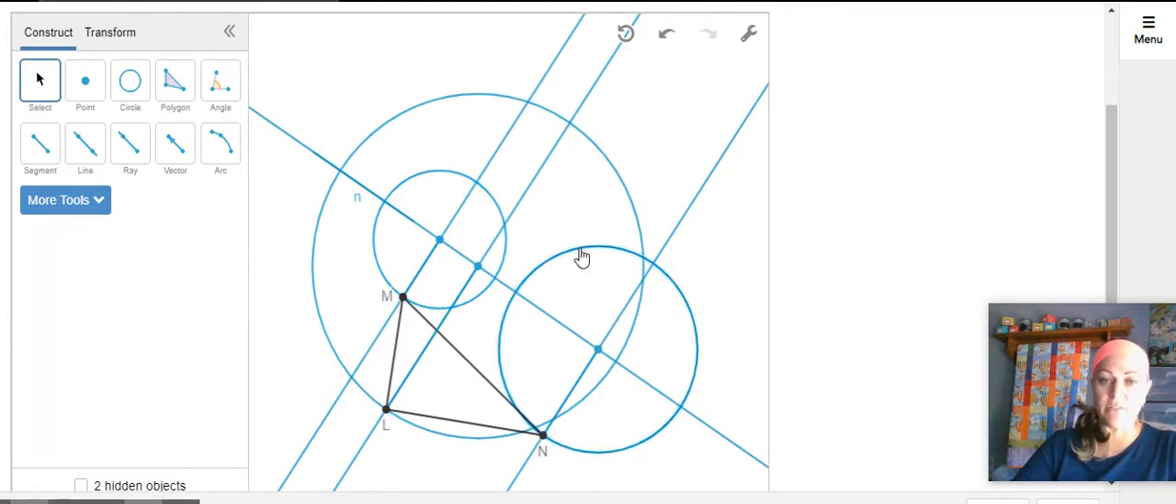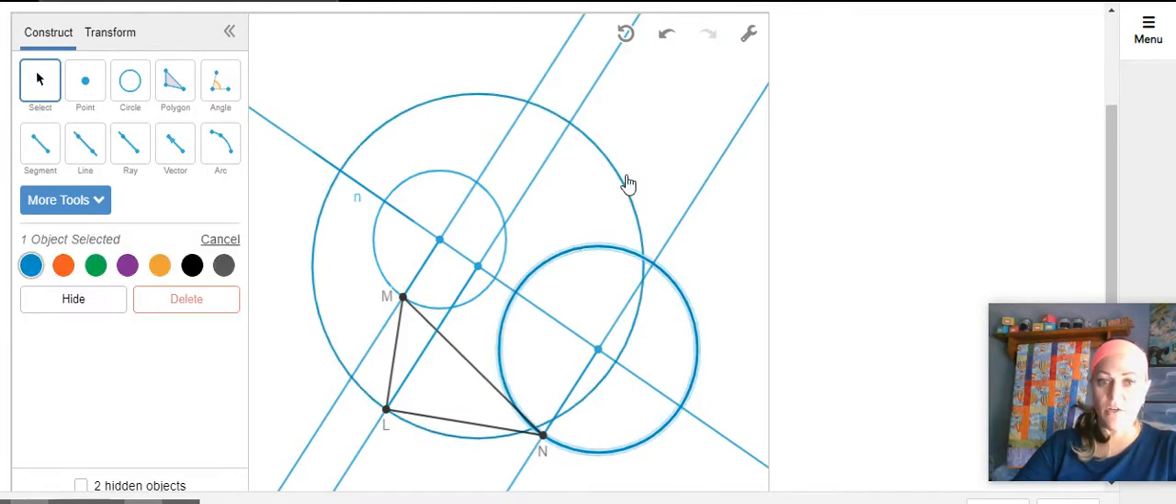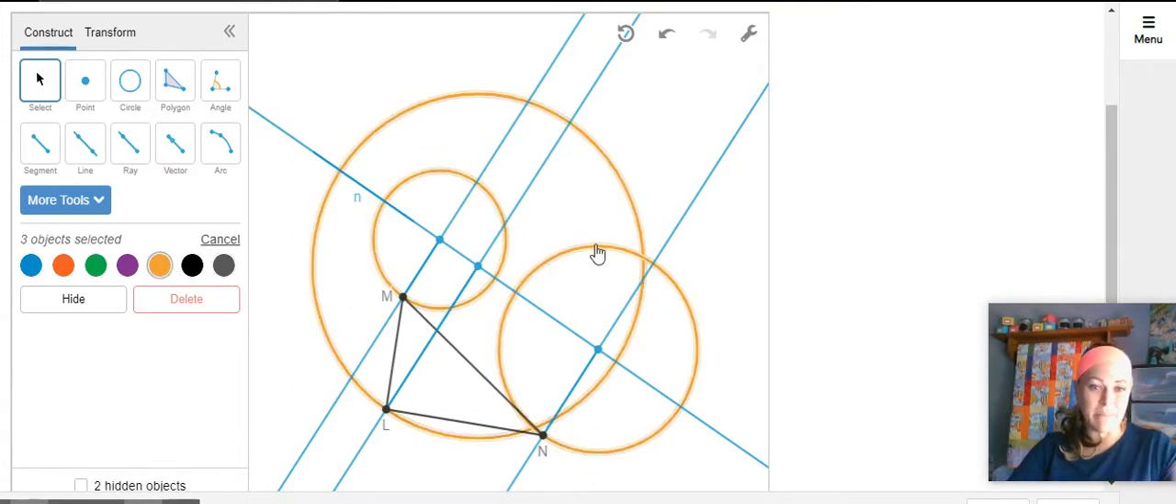And if I want to color those something different, I'm going to click on this circle, hold the shift key, click this, and this, and I can make all the circles gray, for example, or maybe this ugly orange color. So I'm going to make those all so they hopefully kind of blend into the background.